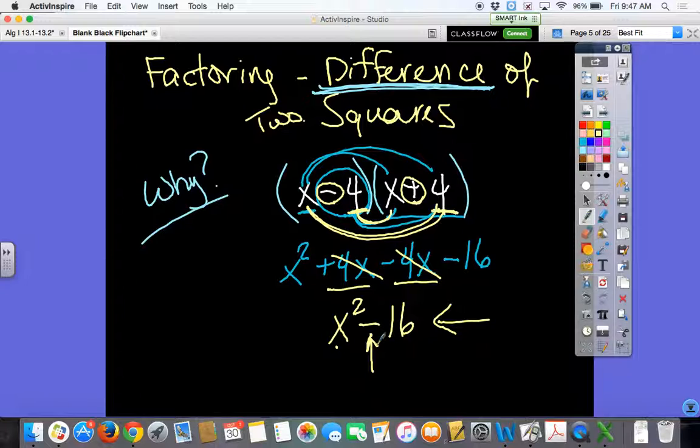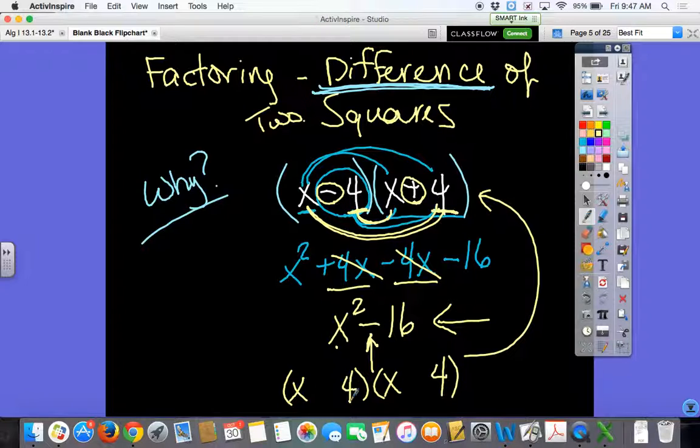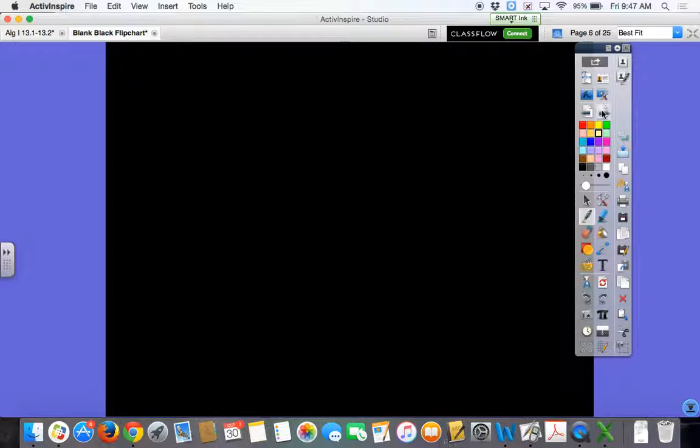Now, notice where it came from. It's going to be set up where you do the square root of the first one in the front. You do the square root of the second one. The square root of 16 is 4. It goes in the back. And your signs are always different. Nobody really cares which one is positive, which one's negative. Just make sure that one of them's positive, one of them's negative. The order doesn't matter, is what I'm getting at. But you get that. It's the square root of the first, square root of the second, different signs. Every time.